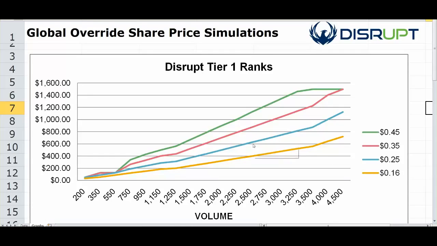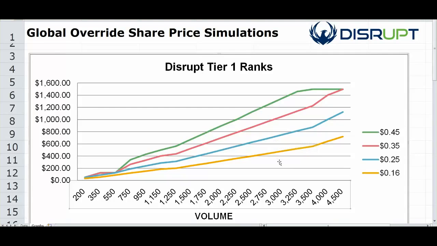But at 25 cents a share, you see these lines going up. What these nice straight lines mean is that as your sales volume goes up, that's these numbers down here at the bottom, as these sales numbers go up, as the volume goes up, so does the commission. So the commission, and that's the dollar amount here on the left, the commissions have a nice healthy increase. As volume goes up, commissions go up, nice and smooth.